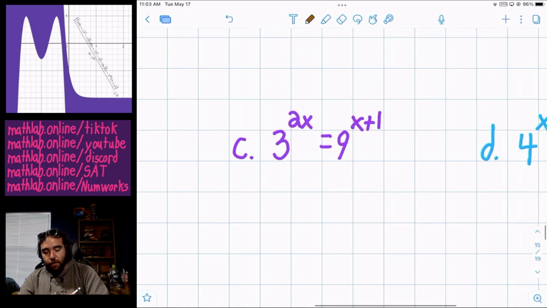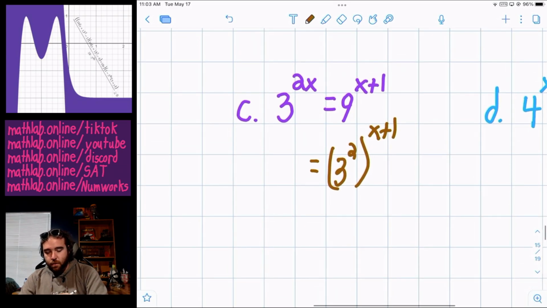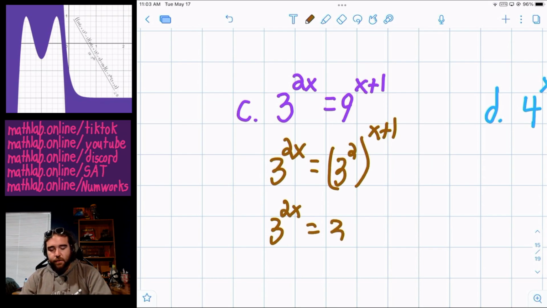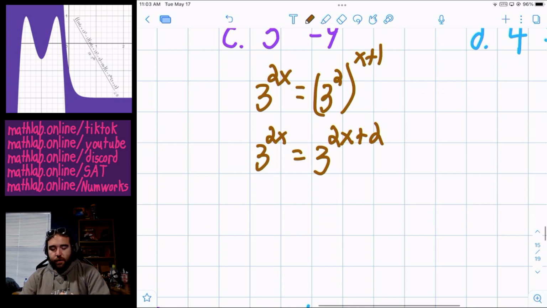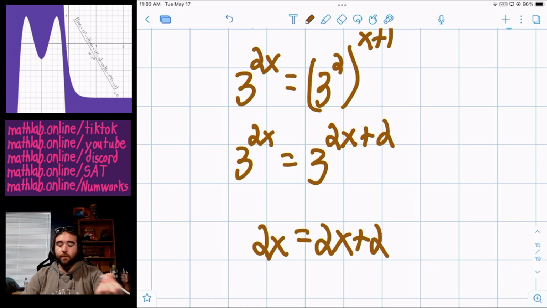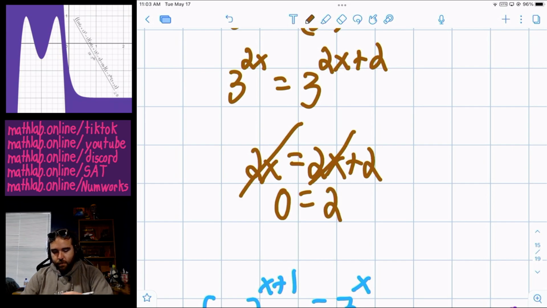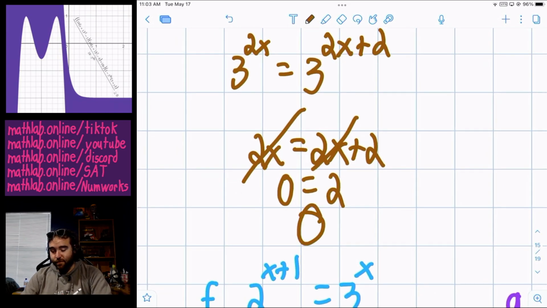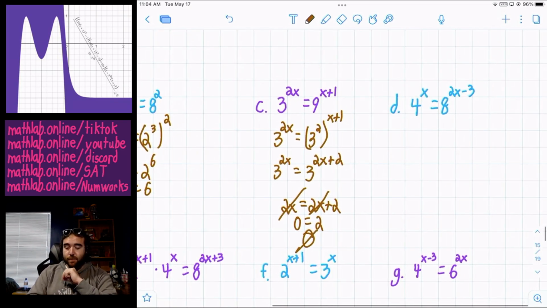Here, make the bases the same. This is 3 squared to the x plus 1. So then you again multiply the exponents, and then you distribute the 2. So you got that. And so now we got to just compare the exponents. 2x equals 2x plus 2. These cancel out. We get 0 equals 2. That's no solution. Interesting. Yeah, that has to be no solution.